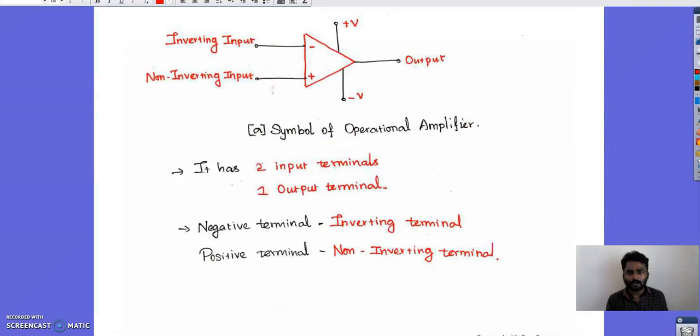This is the symbol of your operational amplifier. It has two input terminals and one output terminal. The two input terminals are the inverting input and the non-inverting input. Based upon the input given, it is classified as an inverting amplifier or a non-inverting amplifier. If the inverting input is given, it is called an inverting amplifier. If the non-inverting input alone is given to the operational amplifier, it is termed a non-inverting amplifier.